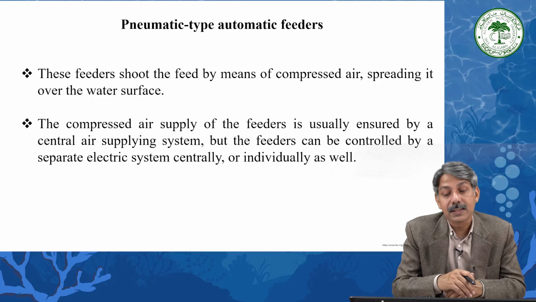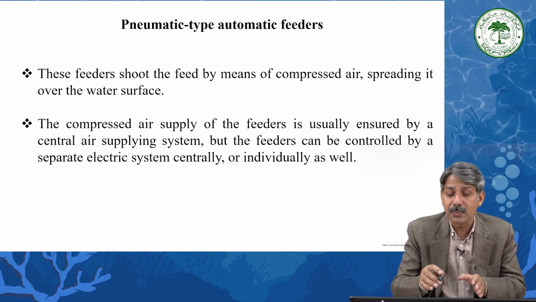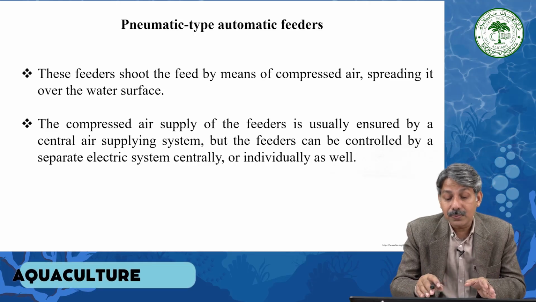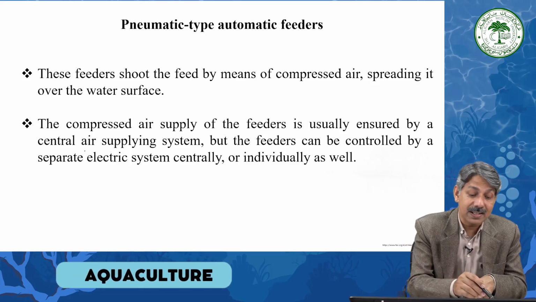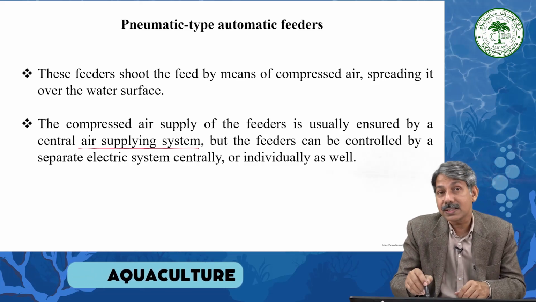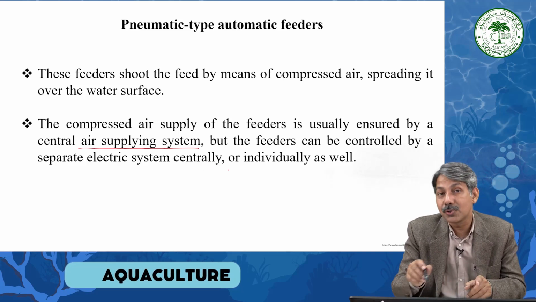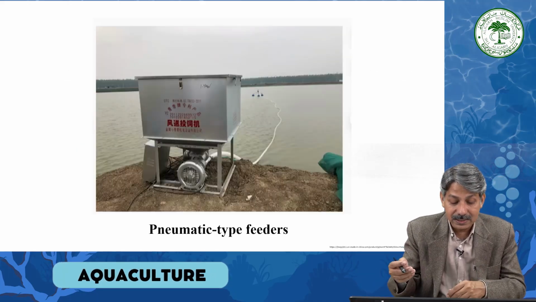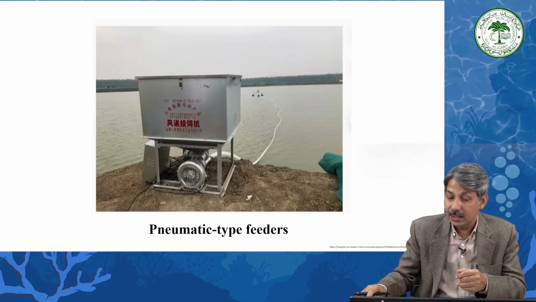Then we have pneumatic type automatic feeders. These feeders shoot the feed by means of compressed air, spreading it over the water surface. The compressed air supply of the feeders is usually ensured by a central air supplying system, but the feeders can be controlled by a separate electric system centrally or individually, whatever your requirement is. Here you can see how the pneumatic type feeder is kept and how it works in distributing the food.